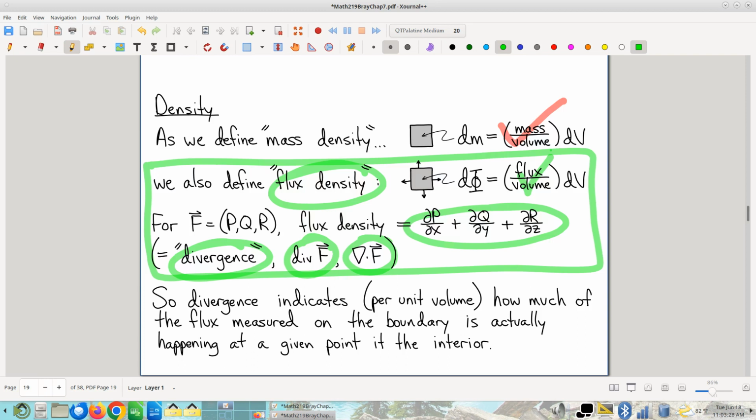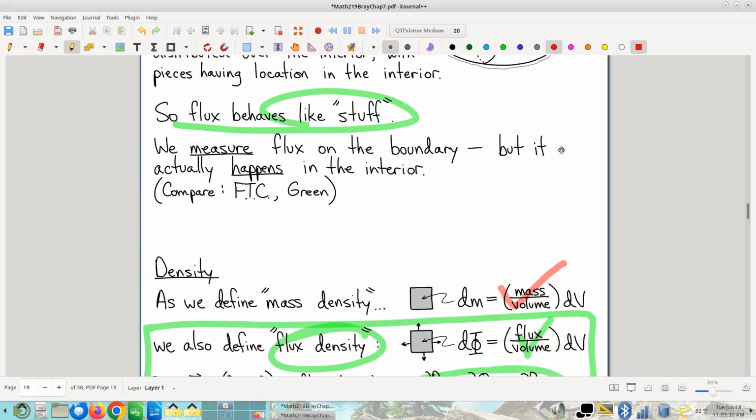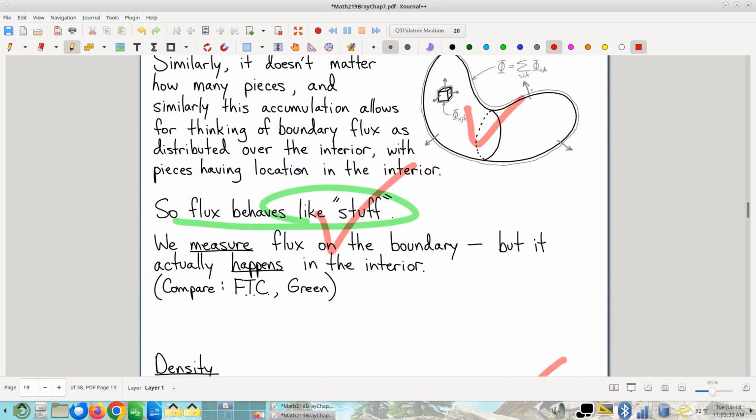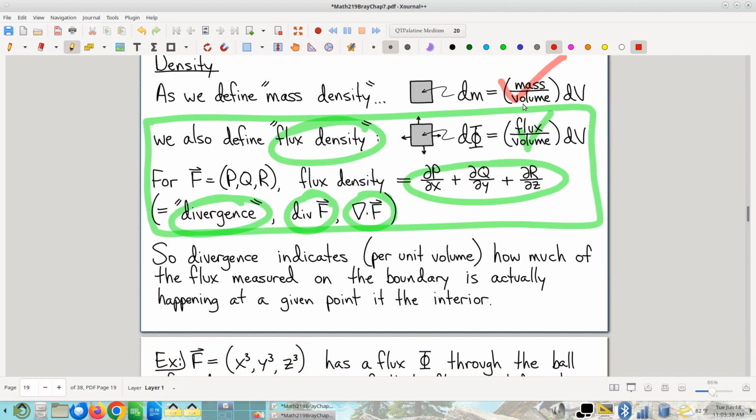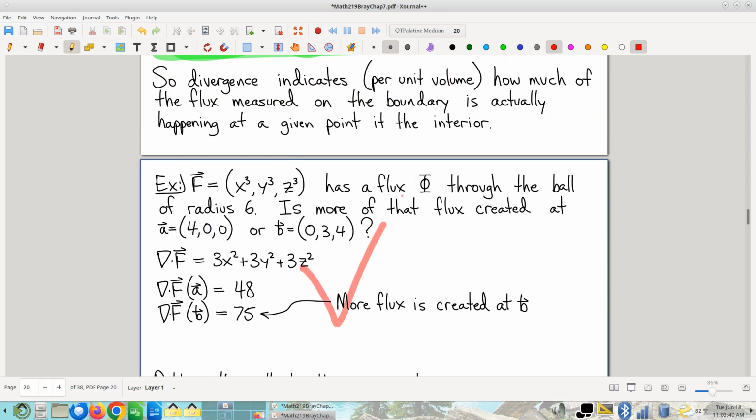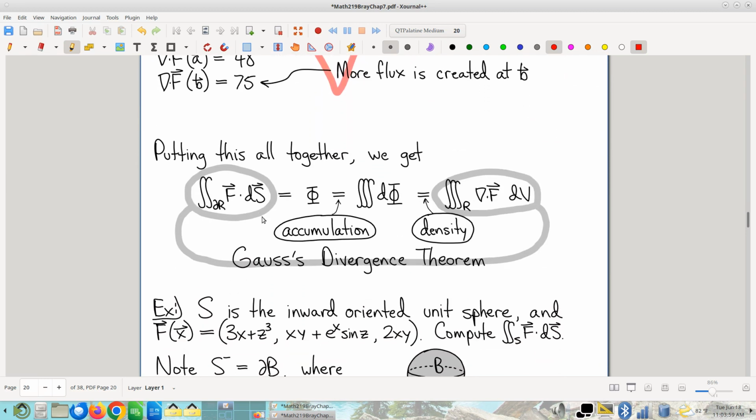So that's just the details. And again, we already knew that it was going to behave like stuff, and that the whole was the sum of the parts, and it's distributed over the interior. That immediately follows from it being an accumulating quantity. The interpretation of divergence as telling you how much of the whole is happening in the vicinity of a given point in the interior, that's because it's stuff. All that's old. So this is just how you write down the theorem that automatically results from knowing it's an accumulating quantity.